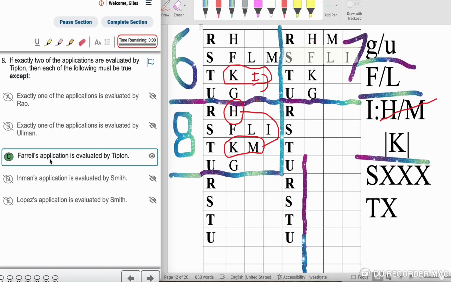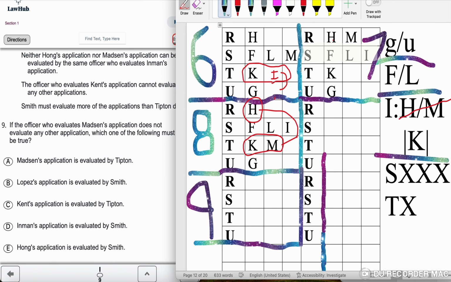Answer C, F application is evaluated by T. Question 9. If the officer who evaluates M applications does not evaluate any other application, which one of the following must be true? So the officer who evaluates M is trying to be in an isolated position.